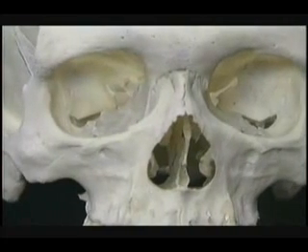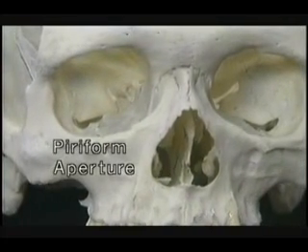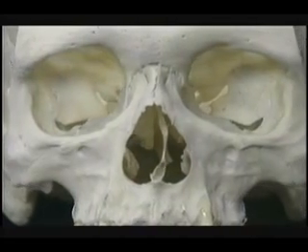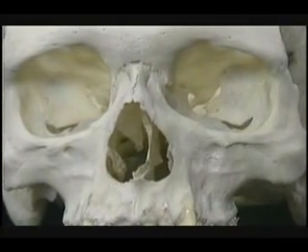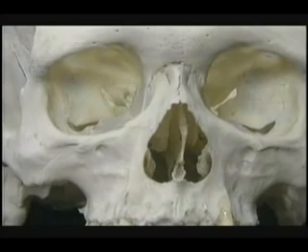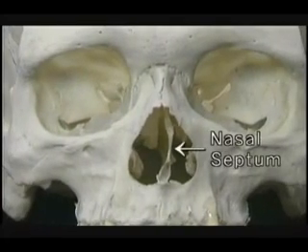The bony opening for the nose is called the piriform aperture. Inside it there are two nasal cavities, a right and a left, separated in the midline by the nasal septum.